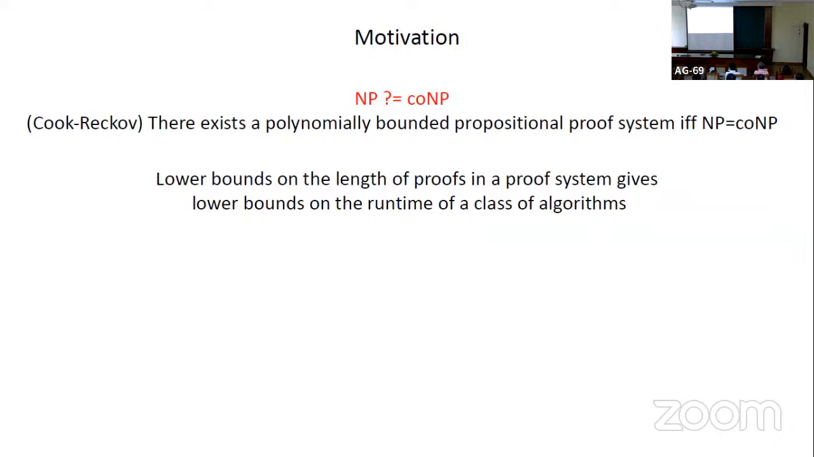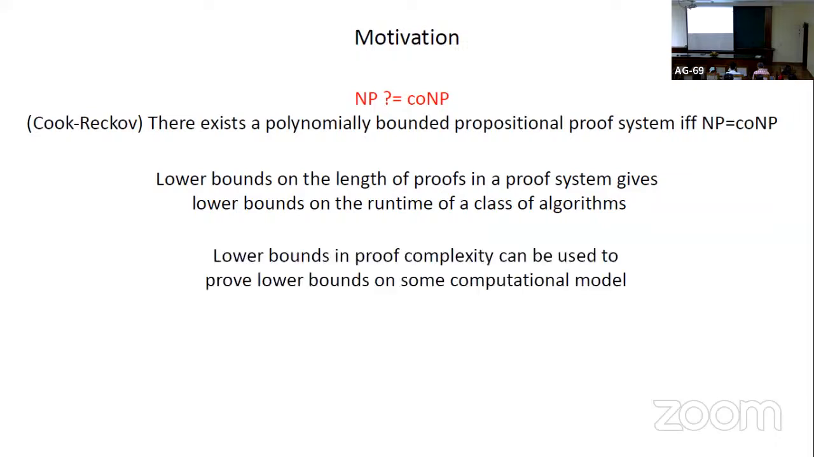The second motivation is that lower bounds on the length of proofs in a particular proof system translate to lower bounds on runtimes of classes of algorithms. For example, lower bounds in the resolution proof system imply lower bounds on runtimes of satisfiability algorithms. And sum of squares and Sherali-Adams proof systems tell us about limitations of linear programming and semi-definite programming based algorithms. So it's a nice way to prove limitations of classes of algorithms.